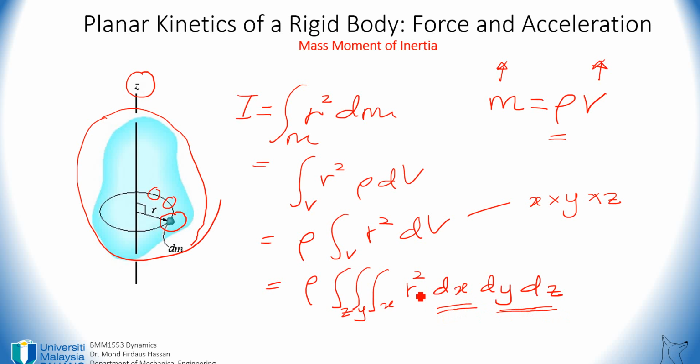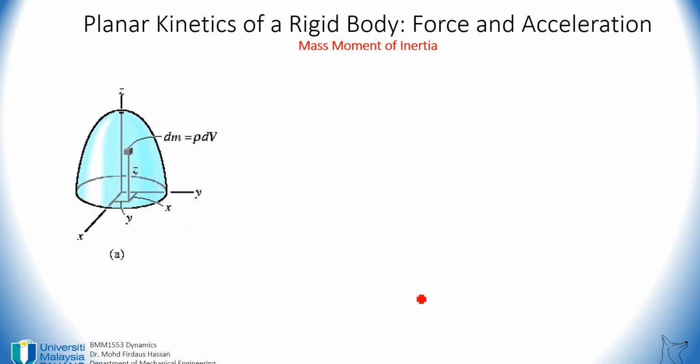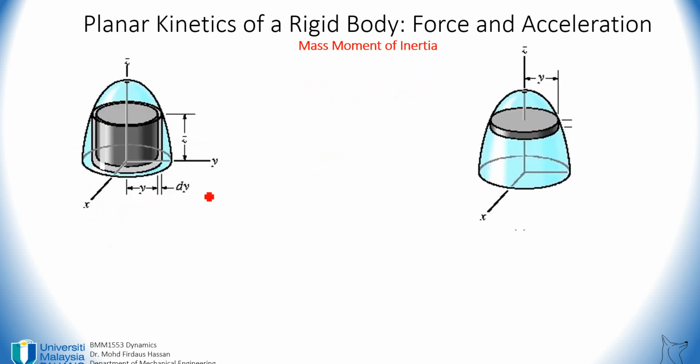To find the mass moment of inertia, we can solve it through two types of differential elements. First, we call it the shell element. Basically, the shell element.